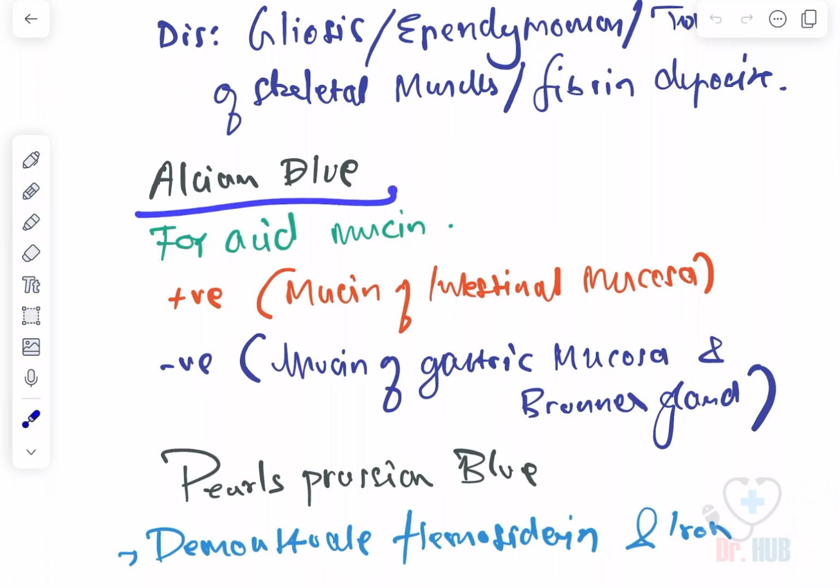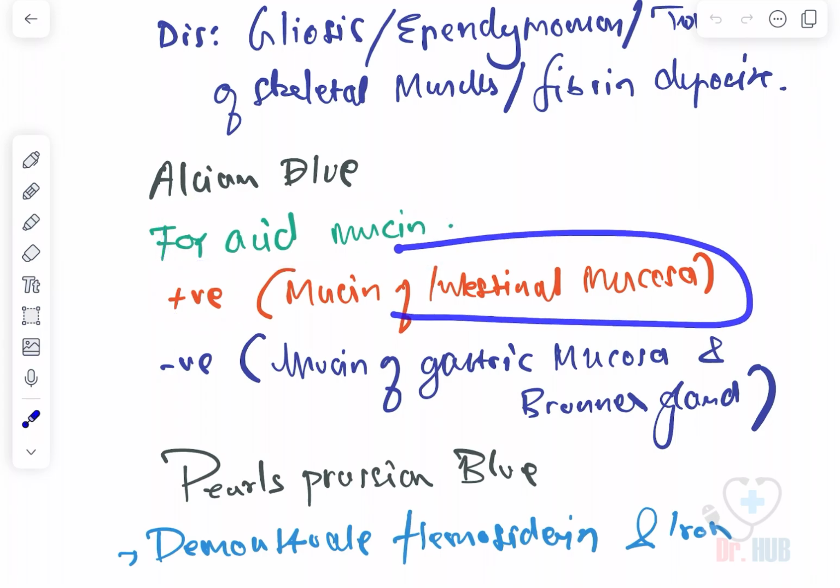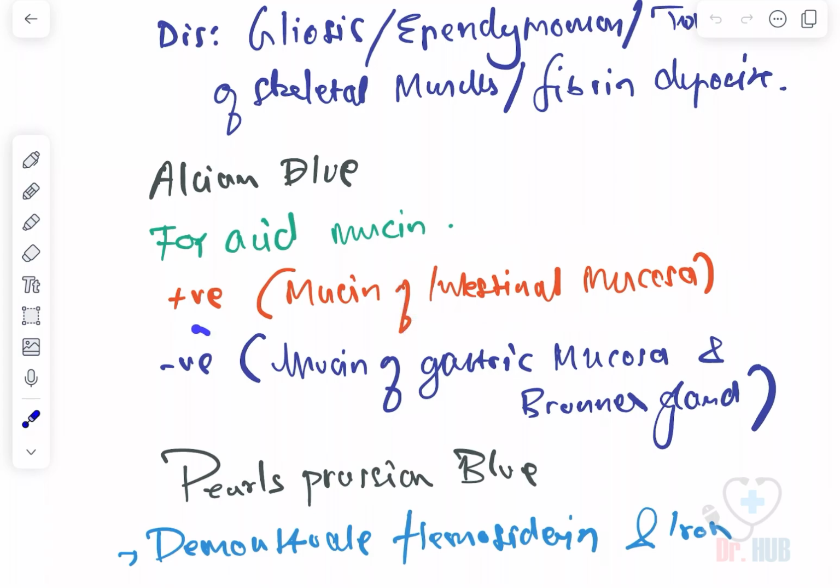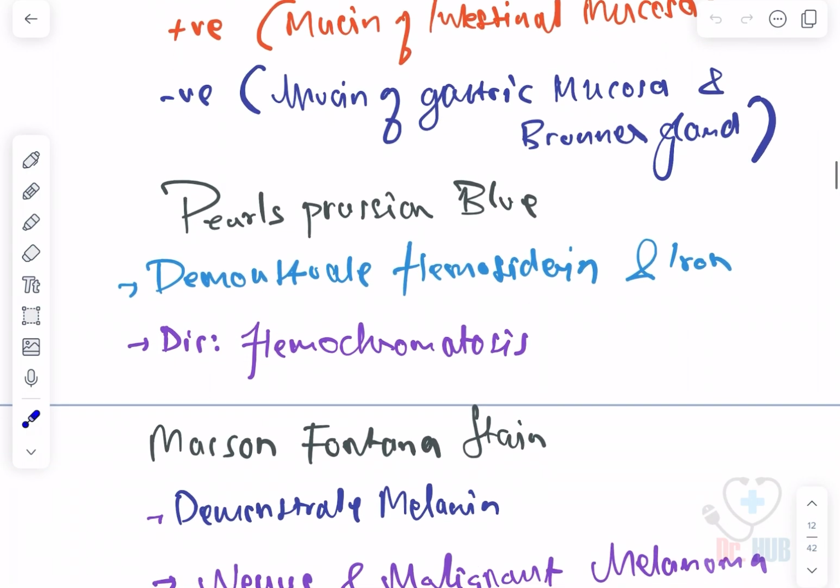Next we look at the Alcian blue. So the Alcian blue is for the acid mucin. It is positive in case of the mucin of the intestinal mucosa and it is negative for the mucin of the gastric mucosa as well as the Brunner's gland.